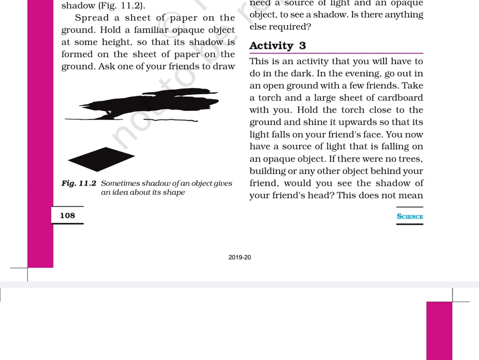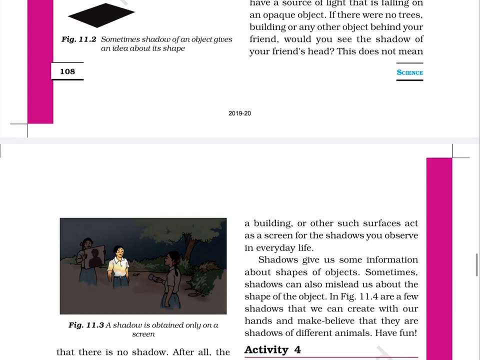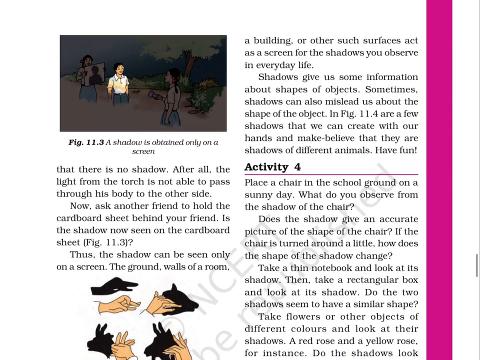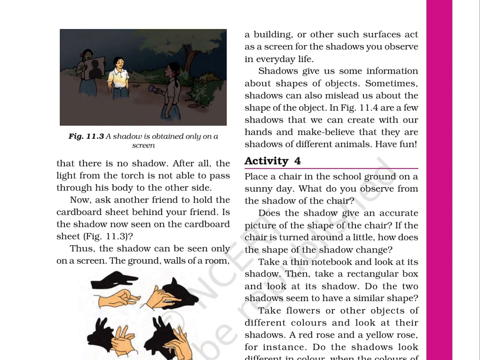If there were no trees, building, or any other object behind your friend, would you see the shadow of your friend's head? This does not mean that there is no shadow. After all, the light from the torch is not able to pass through his body to the other side.